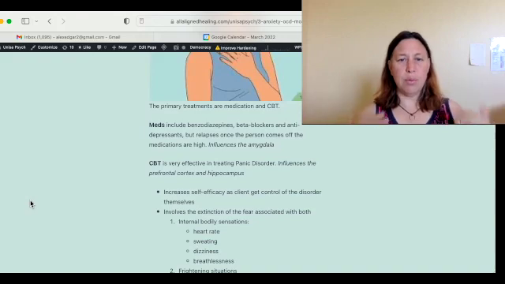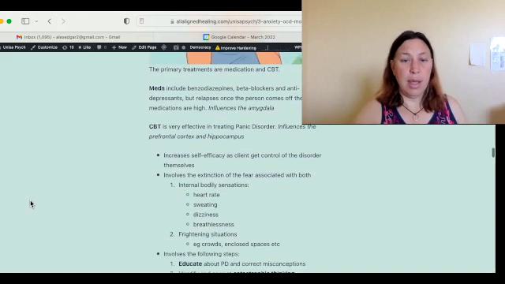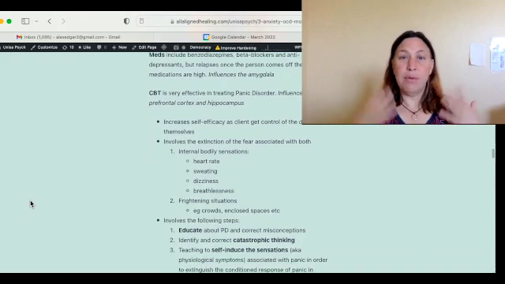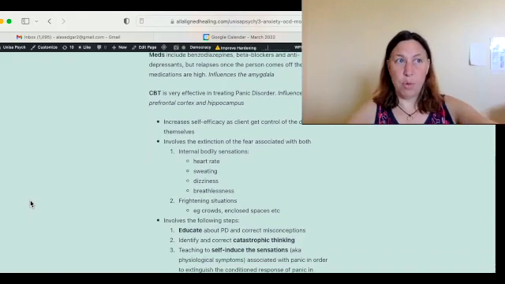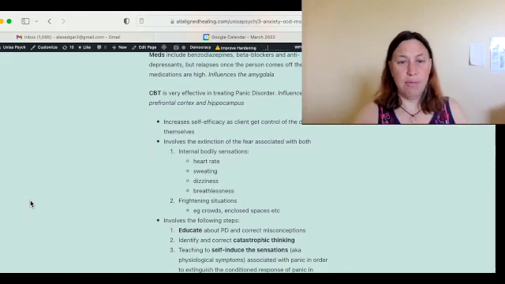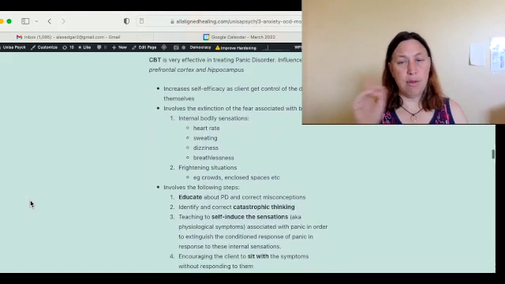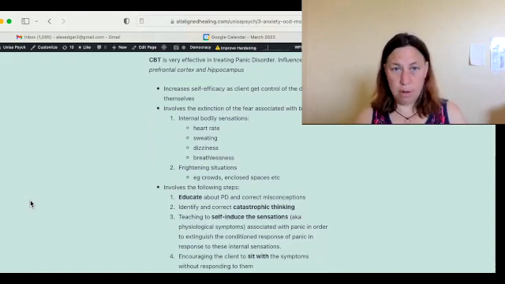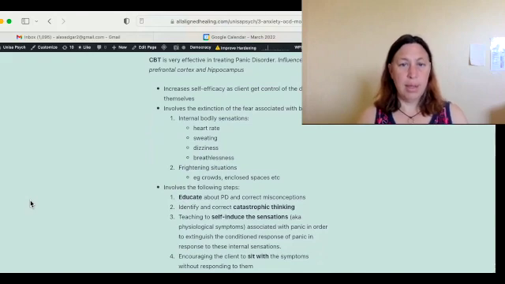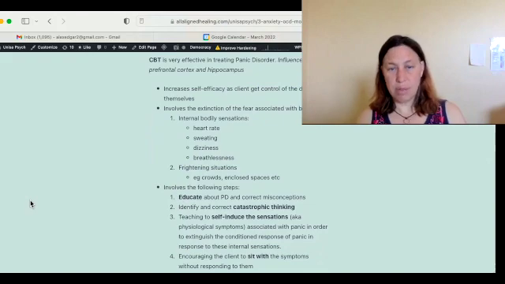So you extinguish the fear associated with the internal bodily sensations. When I feel my heart racing, I do not need to be afraid. Okay? And extinguishes the fear associated with frightening situations. When I see a needle, I don't need to be afraid. Involve the following steps. Educate about panic disorder, correct misconceptions. You do not have a heart attack. Okay. Identify and correct the catastrophic thinking that is triggering the panic.